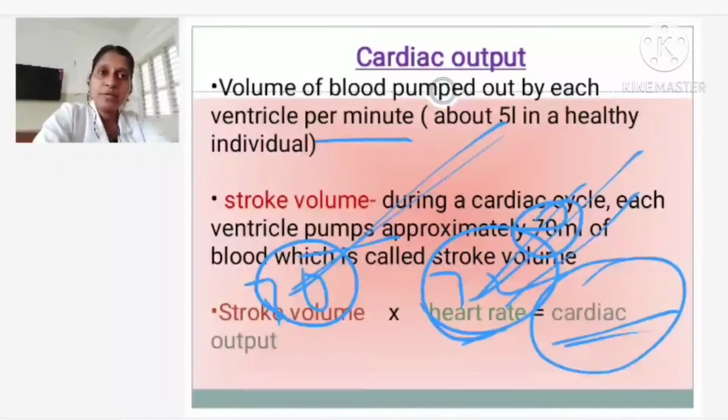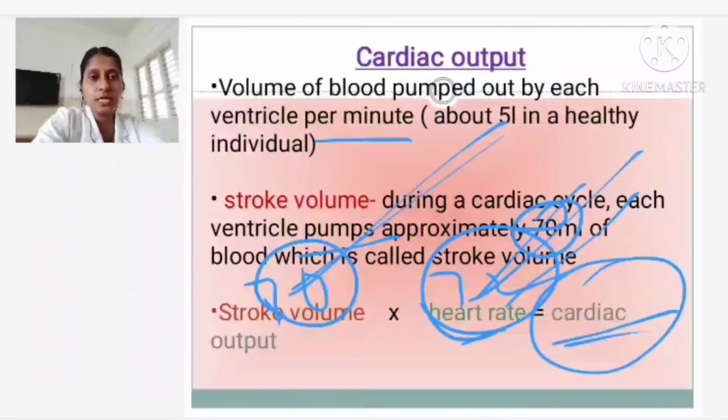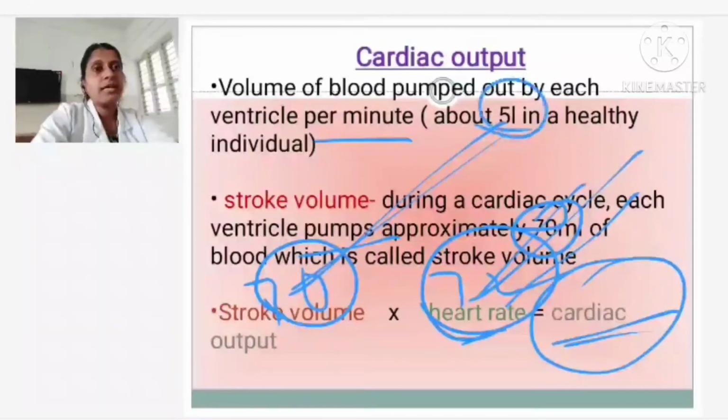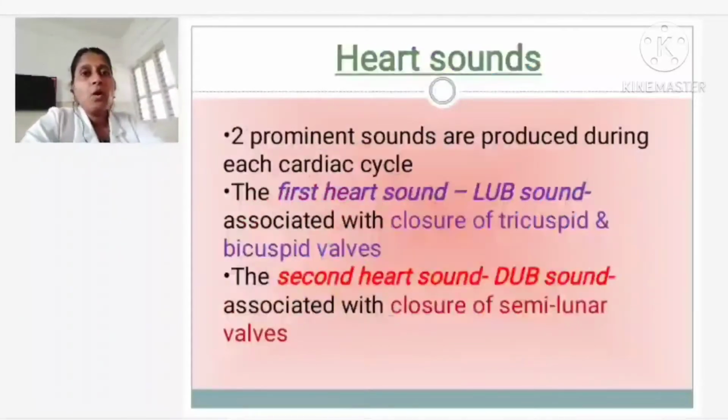It varies from person to person as well as based on the conditions, okay, healthy or weak. So what is cardiac output? Volume of blood which is pumped by the ventricles in a minute. It has been noted that around 5 liters of blood is pumped in a healthy individual. Around how much? 5 liters of blood is being pumped. So that one we call the cardiac output, okay.